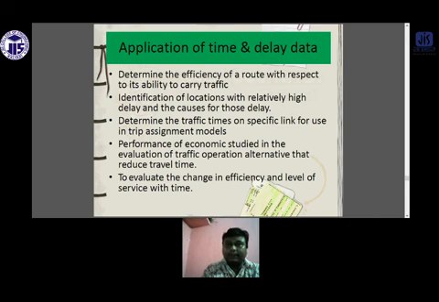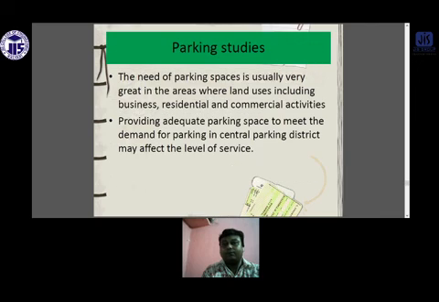Application of the time and delay study. It determines the efficiency of the route with respect to its availability to carry traffic, identifies locations with relatively high delay and the causes of those delays, determines the travel time on a specific link for use in trip assignment models, supports economic studies in evaluation of traffic operation alternatives that reduce travel time, and evaluates the changes in efficiency and level of service with time.